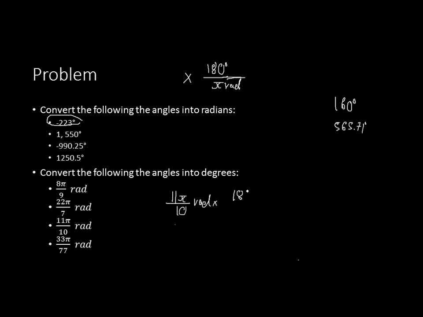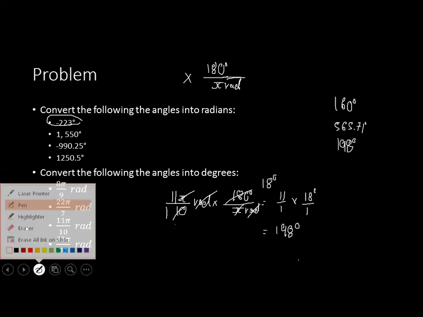Then times 180 degrees all over pi radians. So cancel out the radians, cancel out the pi's. 10 and 180 degrees are both divisible by 10. So 10 divided by 10 is 1. 180 degrees divided by 10 is 18 degrees. So we have 11 over 1 times 18 degrees all over 1. So multiply them together will give you the result of 198 degrees. And that's it. All right, we're good to go.